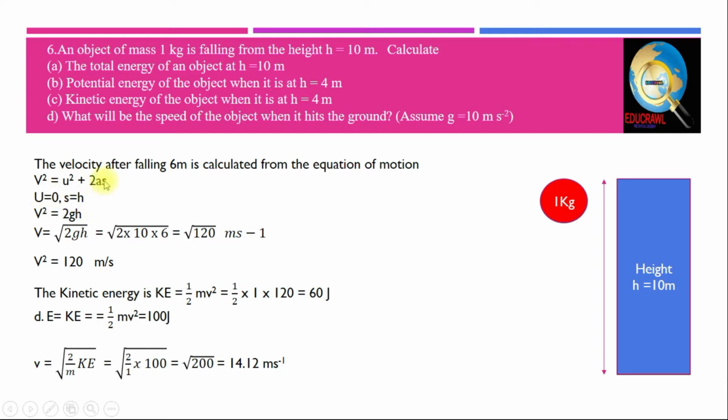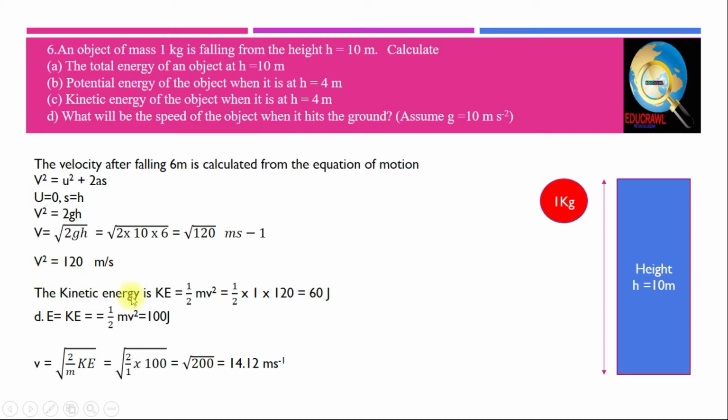So substituting these values in the equation, you have v squared is equal to 2gh. So v will be square root of 2gh. So substituting the g value and h value, we get the v value as square root of 120. Now we find v squared. So v squared will be 120.